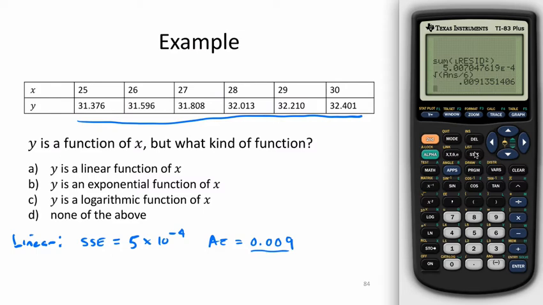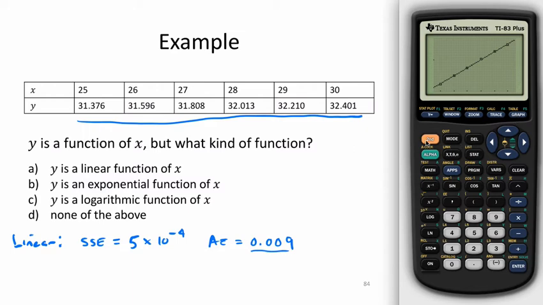Let's see if it's exponential. Let's try that. Stat, calc, exponential regression with inputs in L1, with outputs in L2, and storing the regression equation in Y1. There's the exponential model that best fits the data. Let's look at the graph. Very similar.